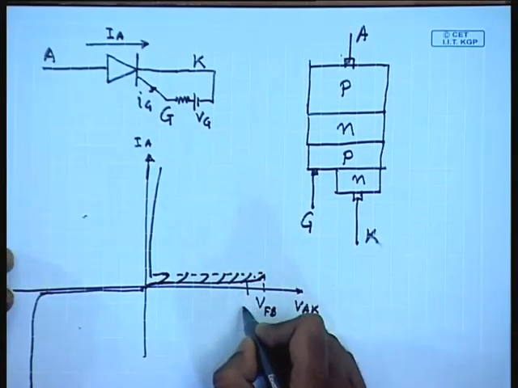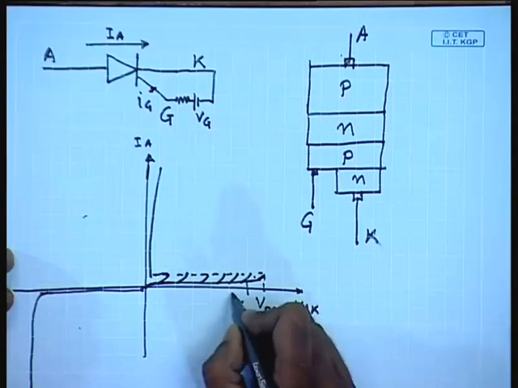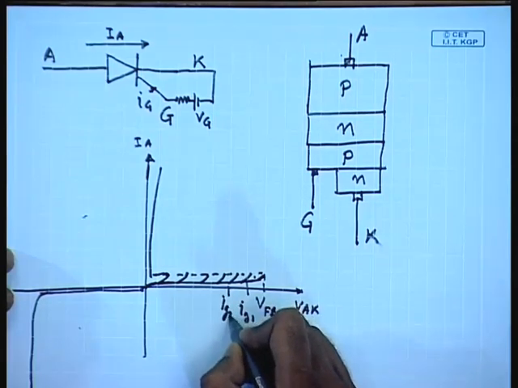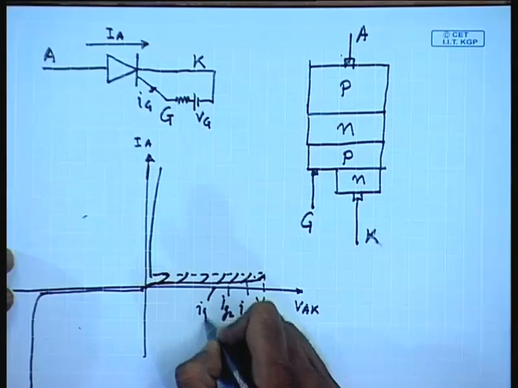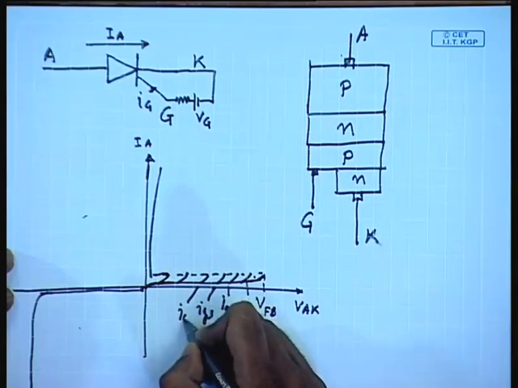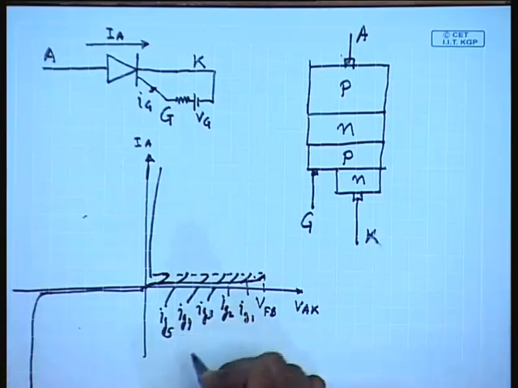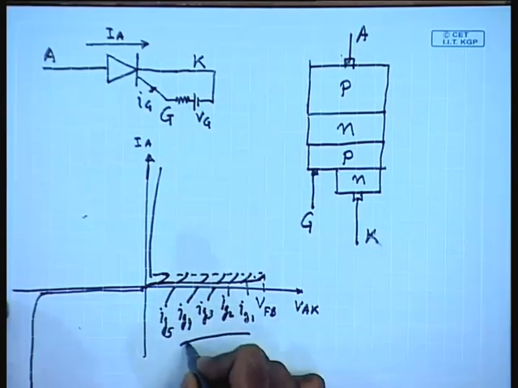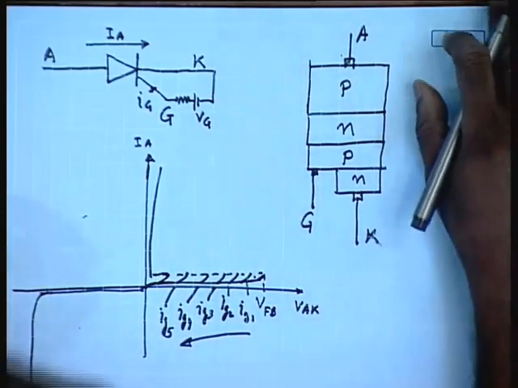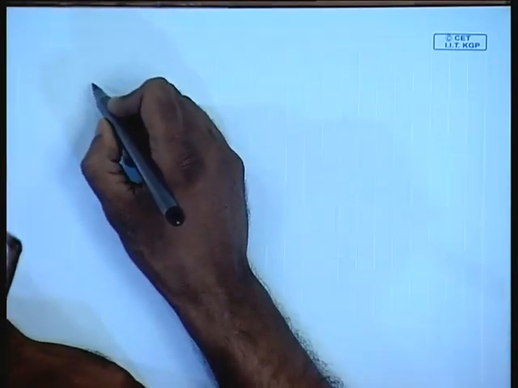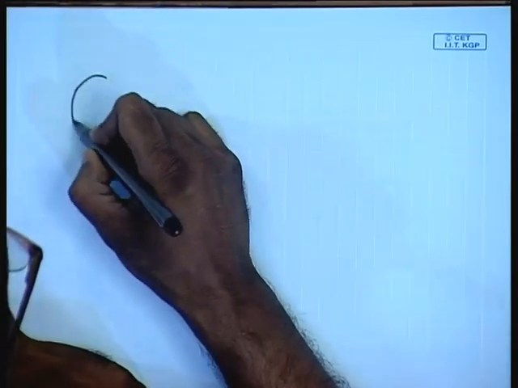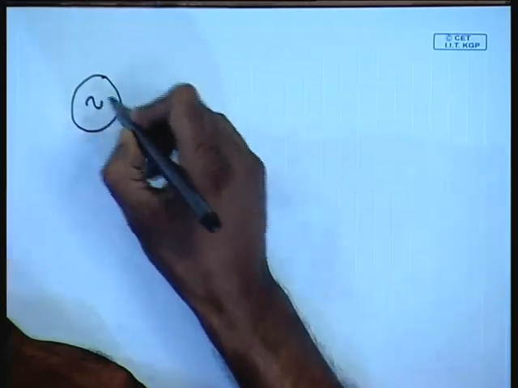So, this is for Ig1, this is for Ig2, this is for Ig3, this is for Ig4, Ig5, etc. So, the gate current is increasing in this direction. So, if we use this kind of device with our AC circuit with a diode, then we find the following waveforms.